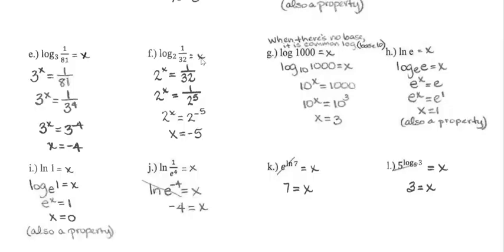All right, for f, again, I don't know what that's equal to, so I'm going to set it equal to an unknown x and switch it to its exponential form. 2 to the x equals 1 over 32. Now I've got to find a way to get 1 over 32 in terms of 2. I need a base of 2.